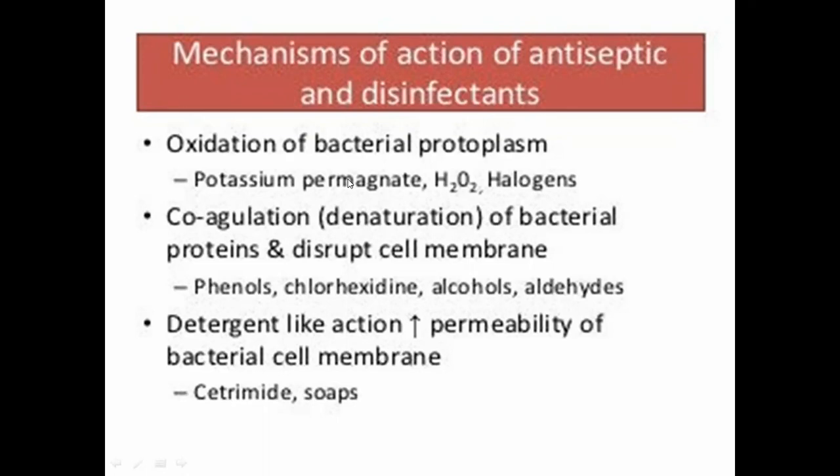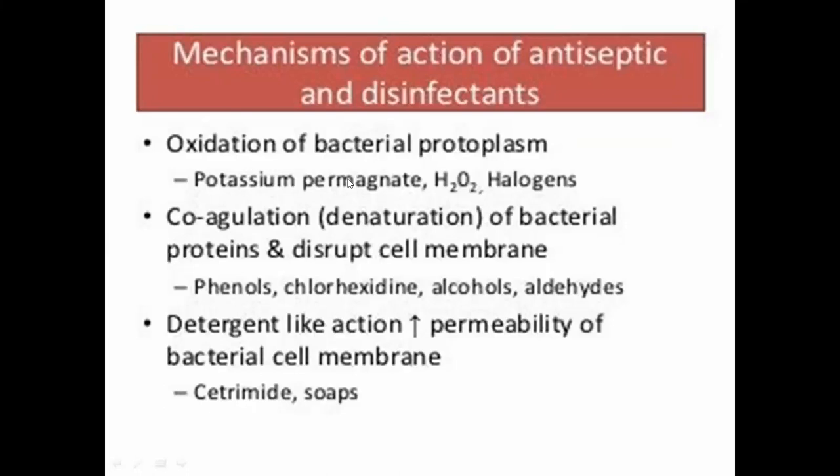Oxidation. What is meant by oxidation? Oxidation means loss of electrons. Another one, gain of oxygen. So oxidation of bacterial protoplasm: inside the bacterial cell wall there is protoplasm, where oxidation occurs after application of this antiseptic and disinfectant, and they show their particular action, that is to prevent the growth of these microbes. Then next one is coagulation, that is denaturation of bacterial protein.